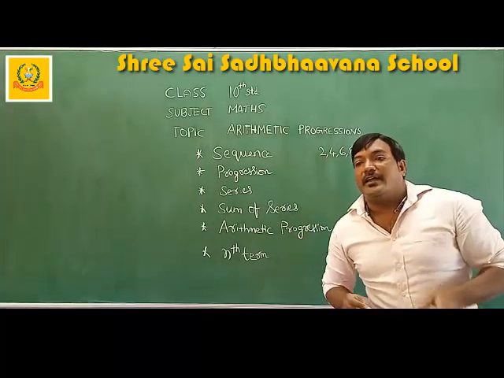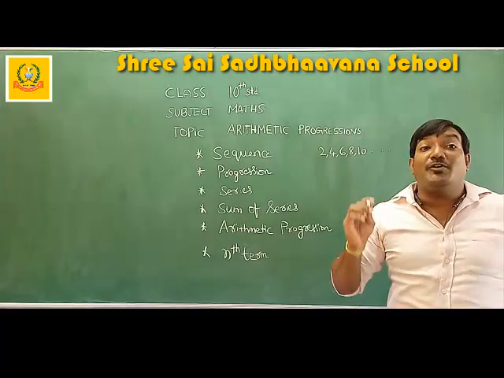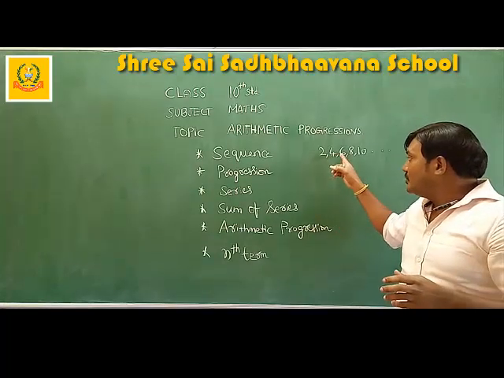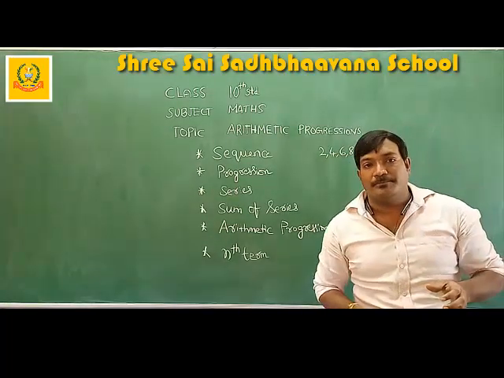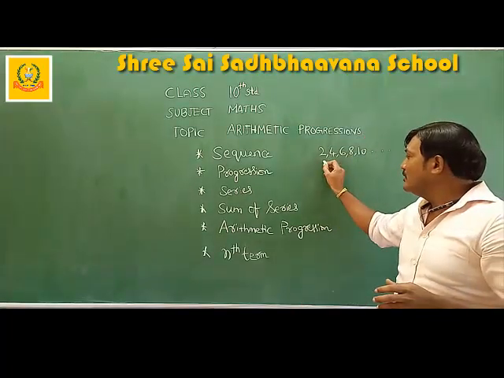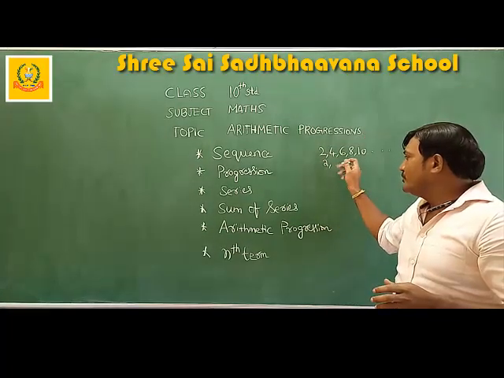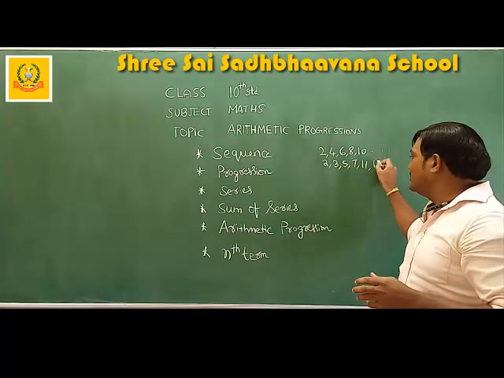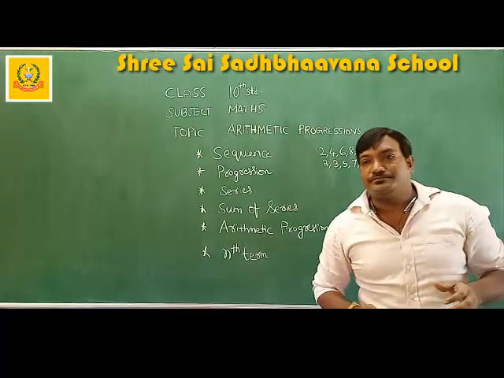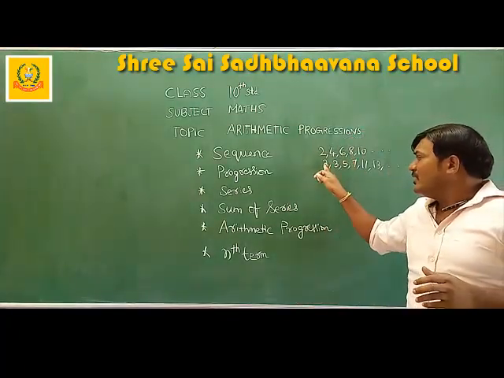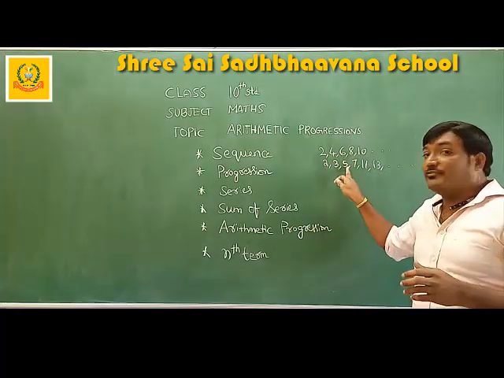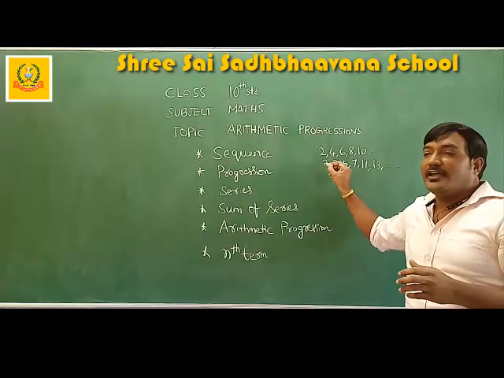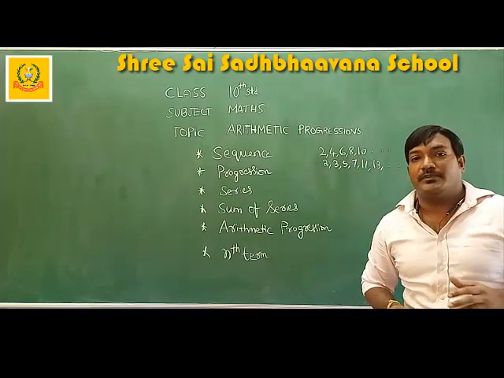I'll just repeat it. Numbers with a particular pattern are considered a sequence. Always we should use commas between the numbers. One more example: 2, 3, 5, 7, 11, 13, and so on. Here if you observe, 2 plus 1 is 3, 3 plus 2 is 5, 5 plus 2 is 7, 7 plus 4 is 11. So here we are not following any uniform pattern.